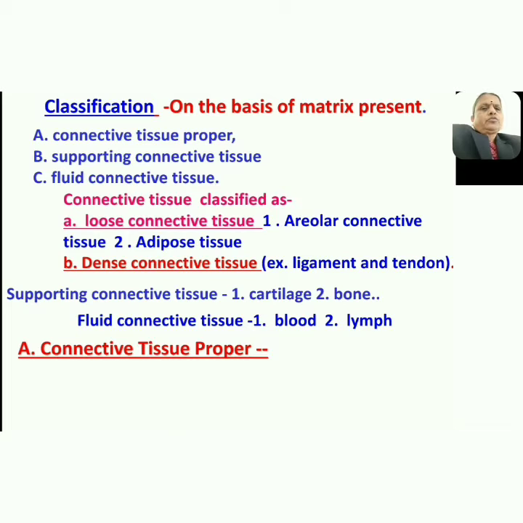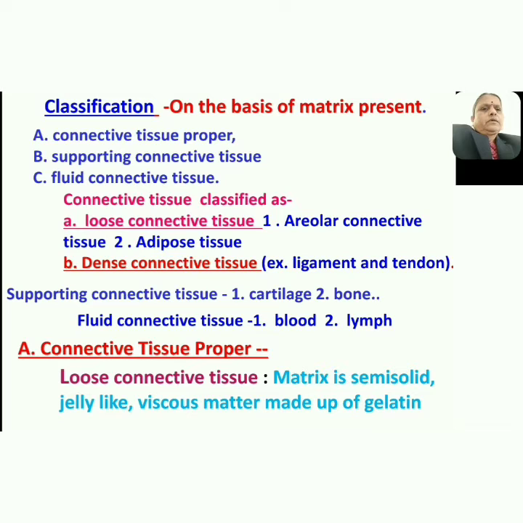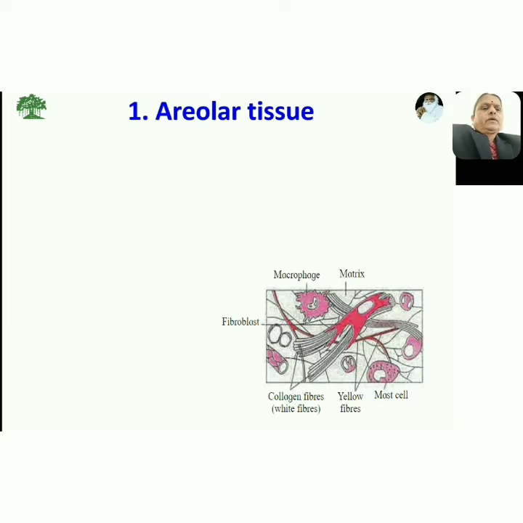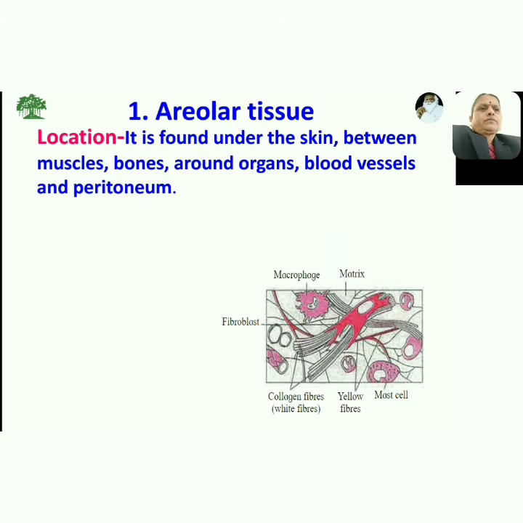See here, connective tissue proper. It consists of loose connective tissue. Matrix in them is semi-solid, jelly-like, viscous matter made up of gelatin. In them, number 1, areolar connective tissue. This is the diagram of areolar connective tissue location. It is found under the skin, between the muscles, bones, around the organs, blood vessels, and peritoneum. Areolar connective tissue is found under the skin.